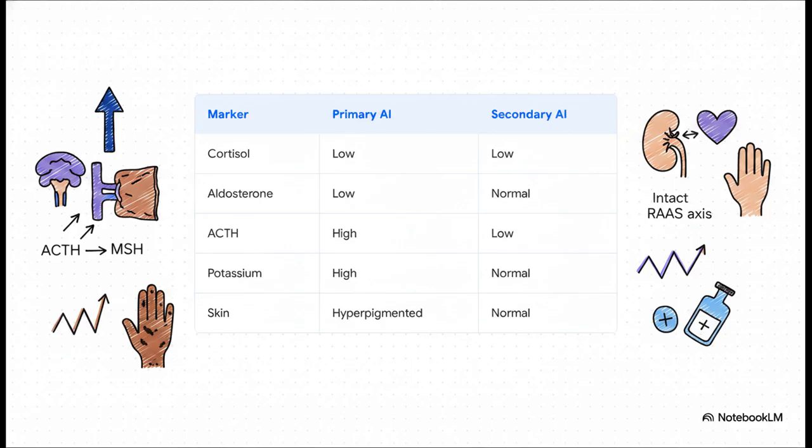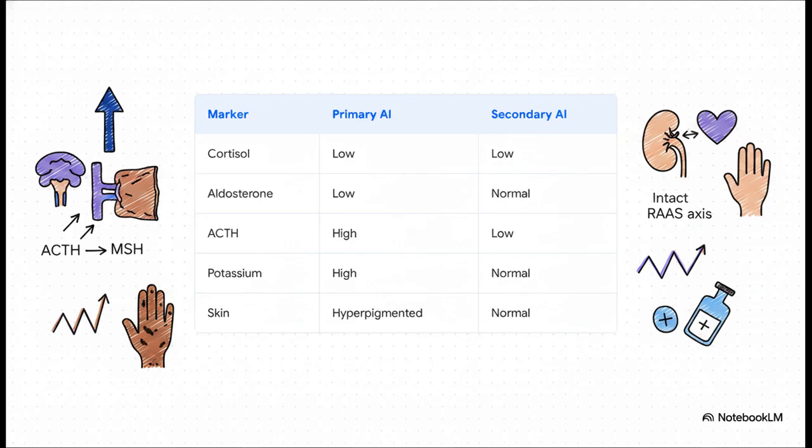Plus, in primary AI, the pituitary is desperately trying to stimulate those failing adrenals, pumping out excess pro-opiomelanocortin, which breaks down into ACTH and melanocyte-stimulating hormone, or MSH. That MSH drives hyperpigmentation of the skin and mucosa, but in secondary AI, ACTH and MSH are low, so the skin looks completely unaffected.